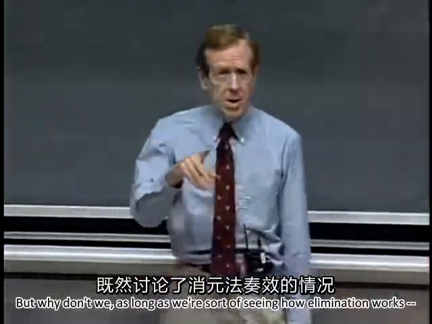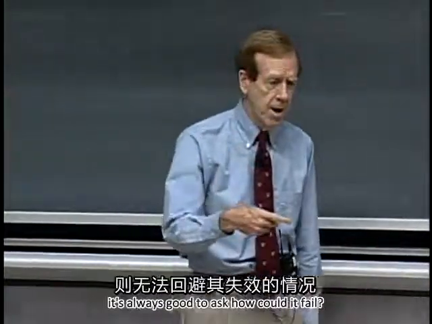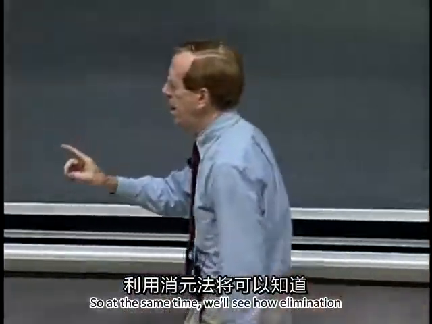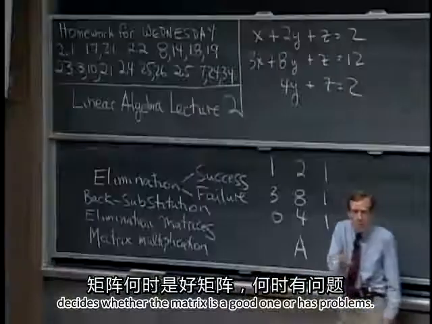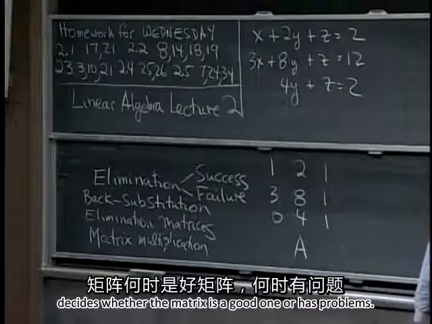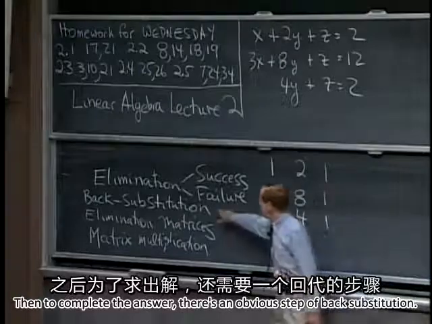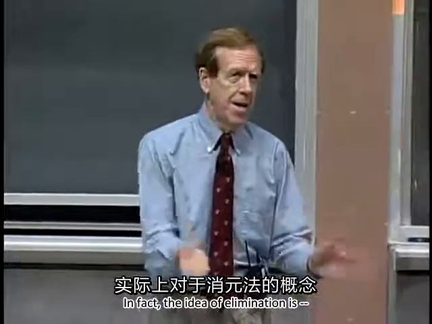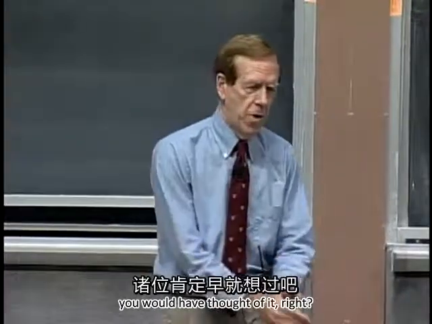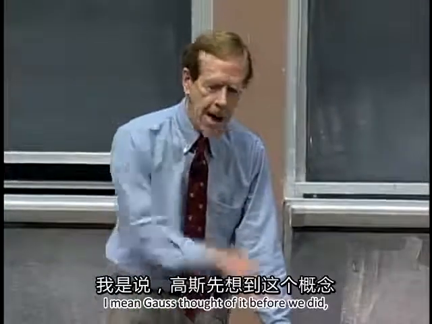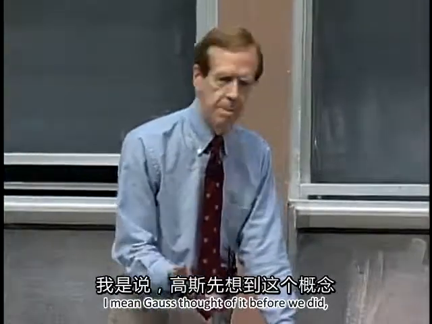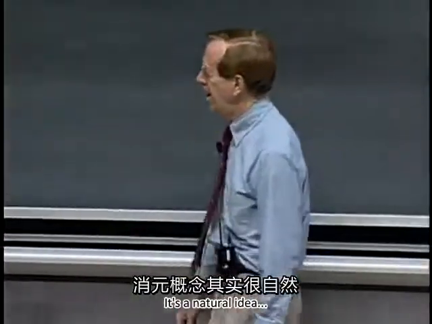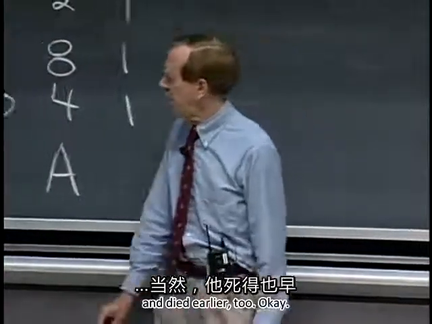But as long as we're seeing how elimination works, it's always good to ask, how could it fail? So at the same time, we'll see how elimination decides whether the matrix is a good one or has problems. Then, to complete the answer, there's an obvious step of back substitution. In fact, the idea of elimination, you would have thought of it, right? I mean, Gauss thought of it before we did, but only because he was born earlier. It's a natural idea. And died earlier, too.